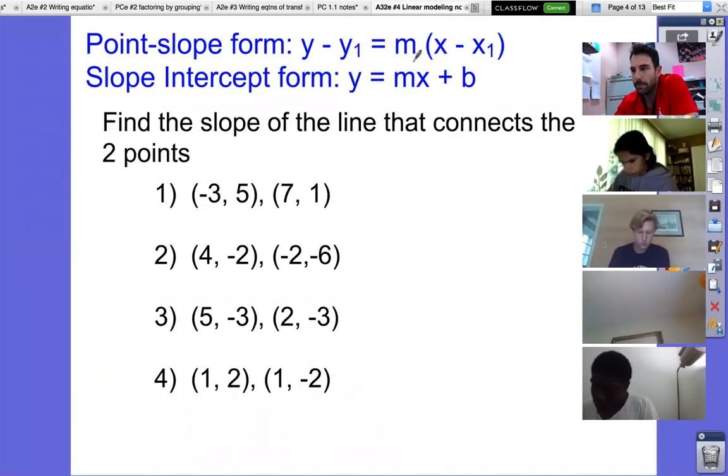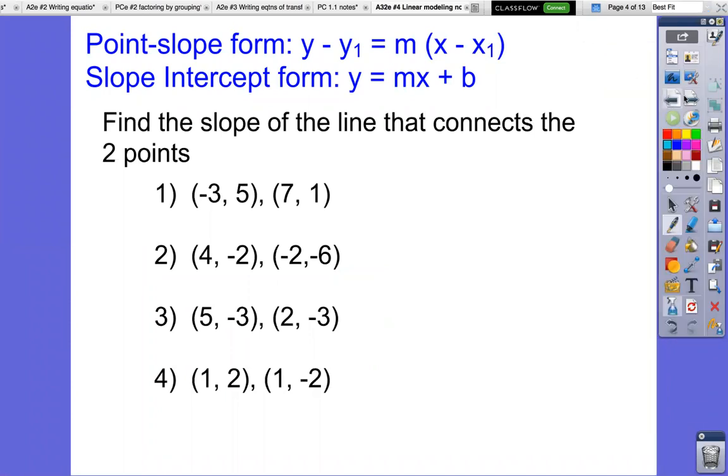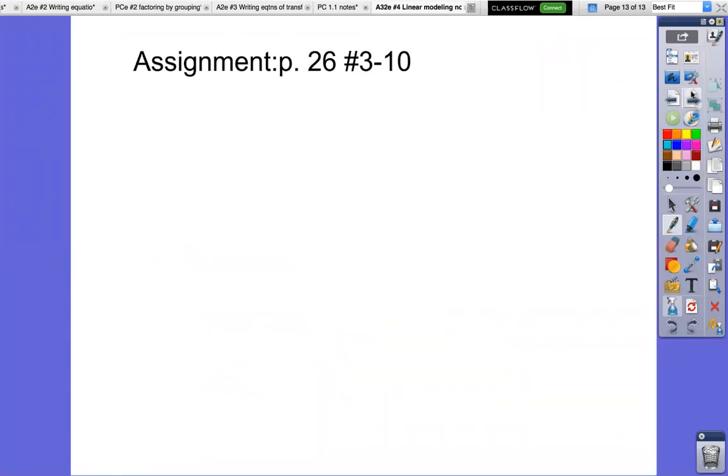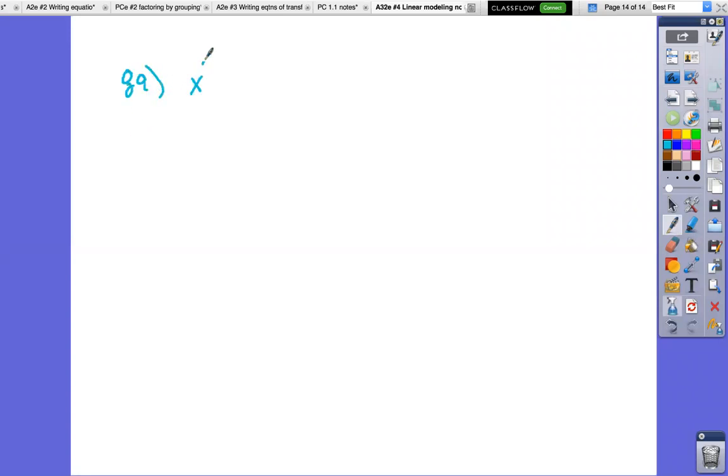Let me find a blank space up here. All right, so number 89. What did 89 say? X squared y minus 16y plus 32 minus 2y squared. Minus 2y squared. Okay.